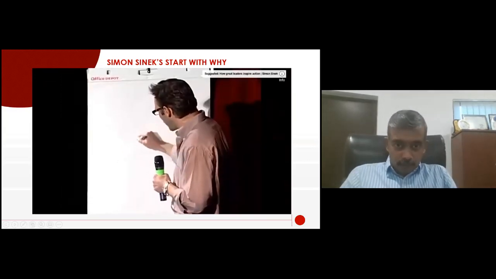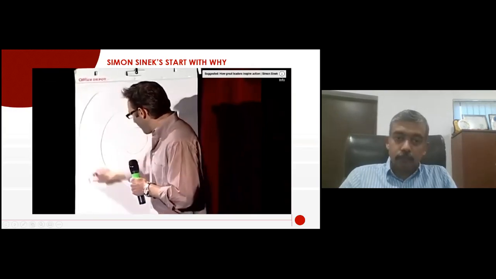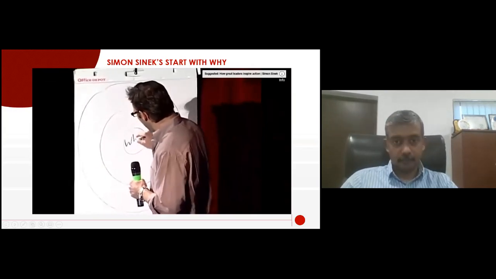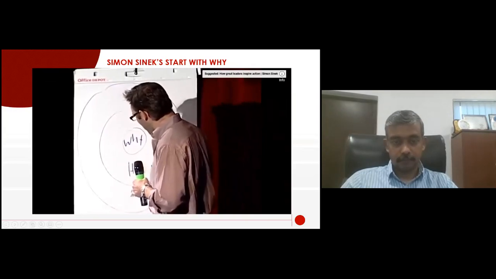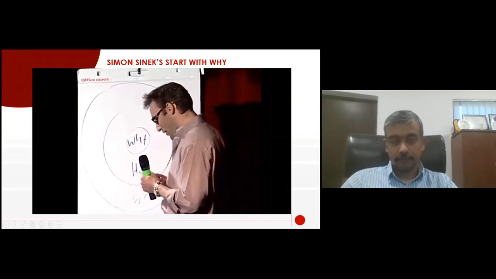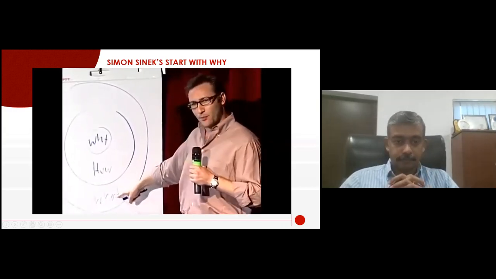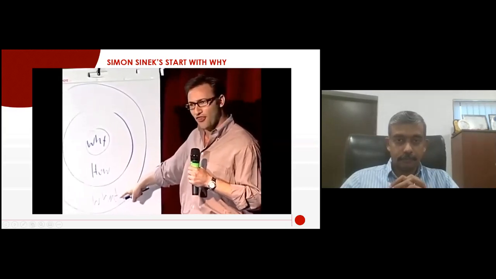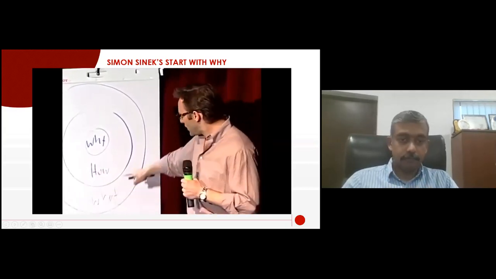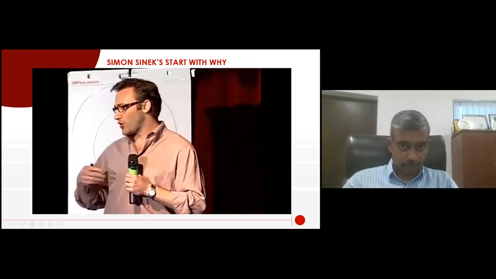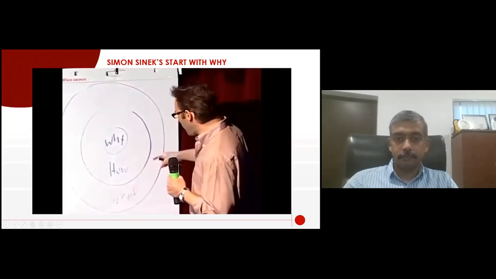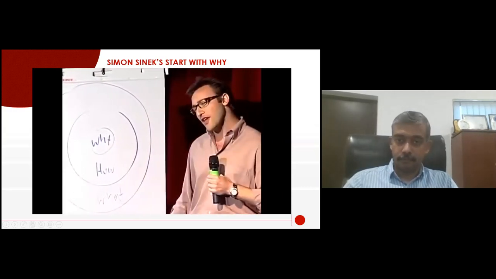I call it the golden circle. Why, how, what? This little idea explains why some organizations and some leaders are able to inspire where others aren't. Let me define the terms really quickly. Every single person, every single organization on the planet knows what they do 100%. Some know how they do it, whether you call it your differentiating value proposition or your proprietary process or your USP. But very, very few people or organizations know why they do what they do.